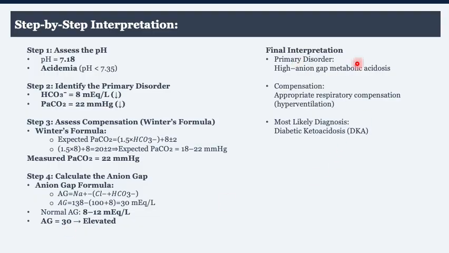So your final interpretation, you have a high anion gap metabolic acidosis. The compensation is appropriate with the hyperventilation. That's why the patient's respiratory rate was so high. And your likely diagnosis is DKA.